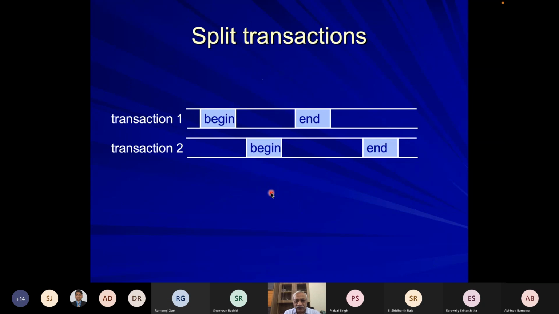I mentioned this about split transaction. The idea here is very simple: a transaction which is split in two parts, begin and end. In between, there is a possibility of releasing the bus, and during that part, it could be the beginning of another transaction. So two transactions coming from two different masters can happen in this manner.